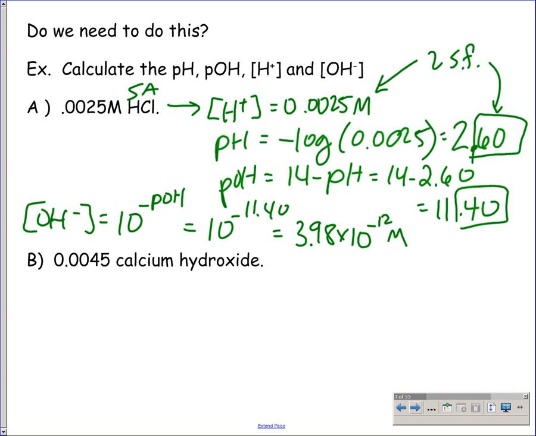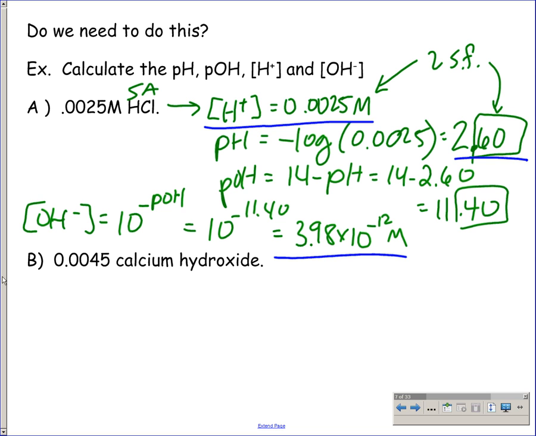All of these values should make sense. We have a strong acid, so our pH should be acidic. 2.60 is acidic. We have a strong acid, so we should have more H pluses than our OH minuses. That's also true. So sometimes go back and make sure that your calculations make sense to you.